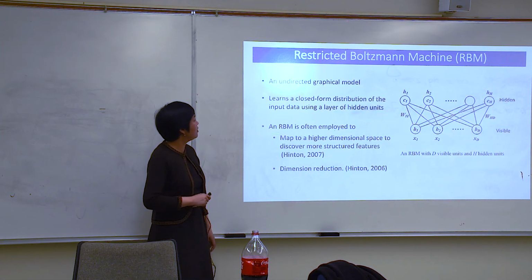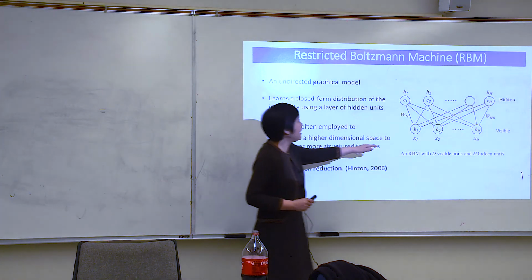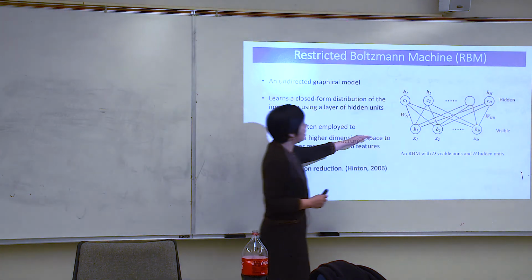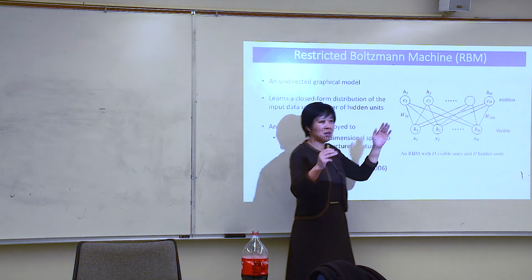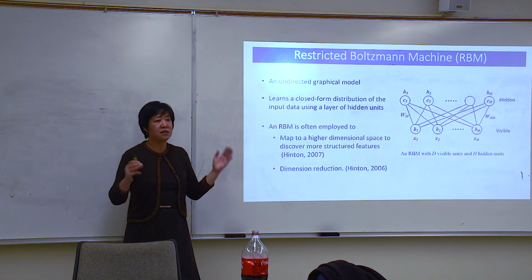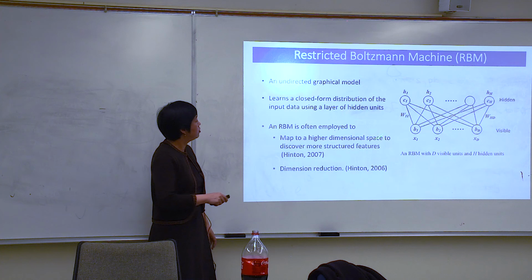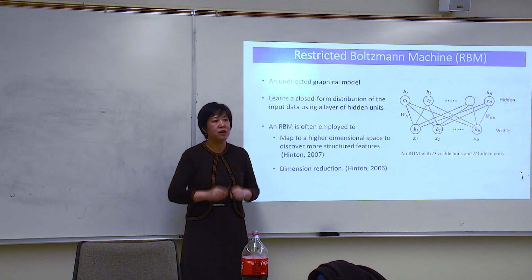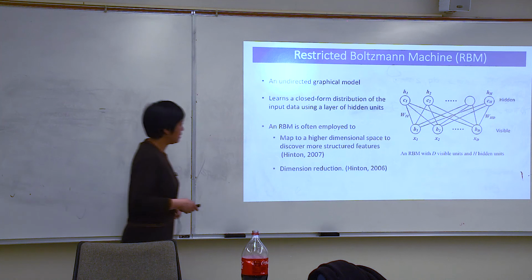This RBM is used in 2 ways. You can either map it to a higher dimensional space, or you can map it to a lower dimensional space, depending. If you have lots of inputs on the visible layer, you can use fewer neurons on the hidden layer, and you will be doing dimension reduction in that case. But you can also map it to a higher dimensional space to discover more structured features from your input. In our case, we mapped it to a higher dimensional space.